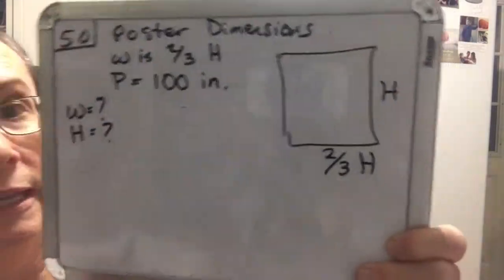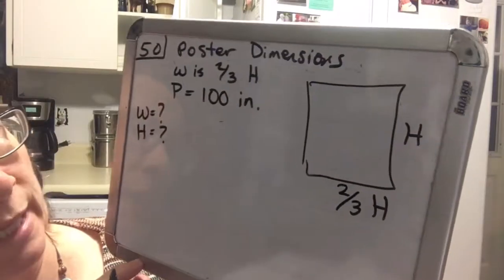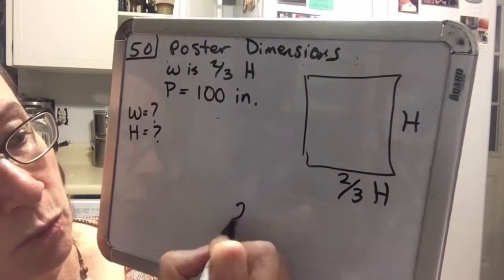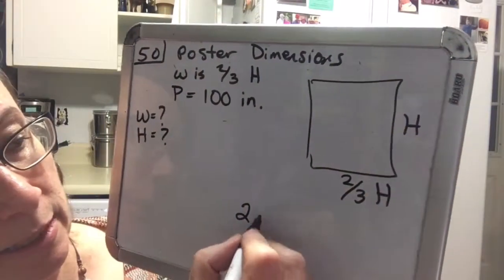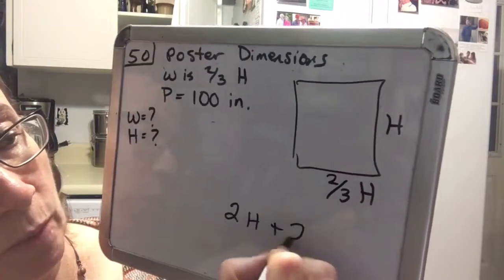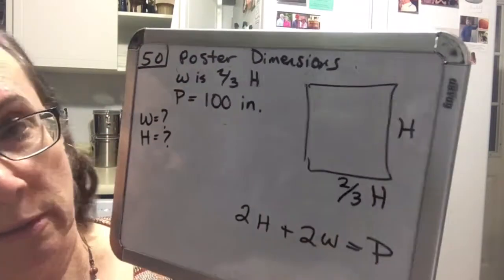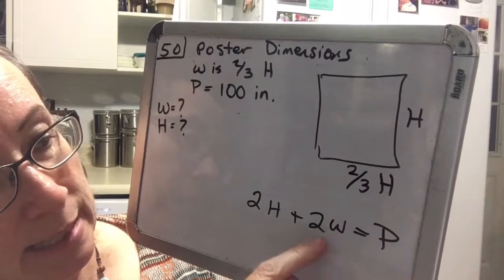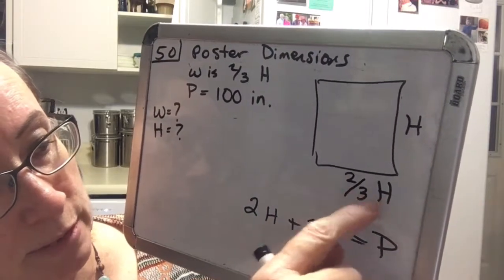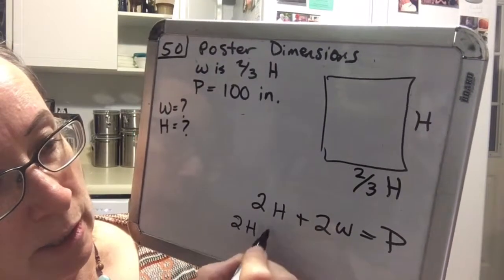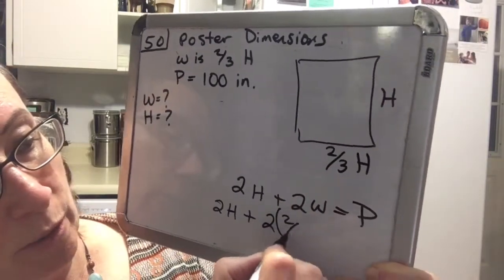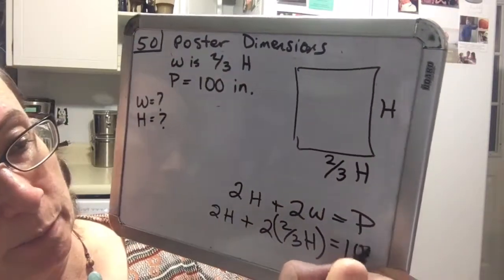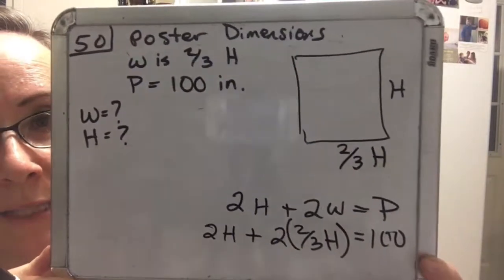So my goal is to get everything in one variable, makes it much easier, right? And then my perimeter is the distance all around. And remember, your perimeter is, in this case, twice the height plus twice the width, or the sum of all the sides. Okay, so in this case, instead of the W, we're going to use the 2/3 H. So we're going to have twice H plus twice 2/3 H is P. And in this case, P is 100. Perimeter is 100. So that's what I have so far.